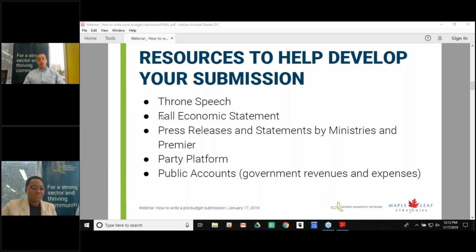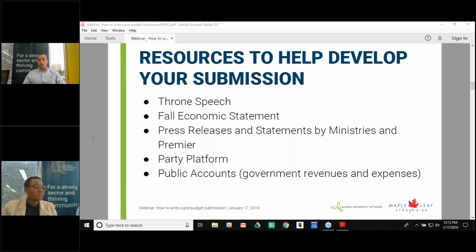Those pieces of language are really important for any government stakeholder, but especially, I think, the not-for-profit sector, because you have to target your asks in a way that aligns with those priorities that the Premier and his government have laid out. Similarly, the fall economic statement will give you a bit of an indication of what the government is willing to do financially.